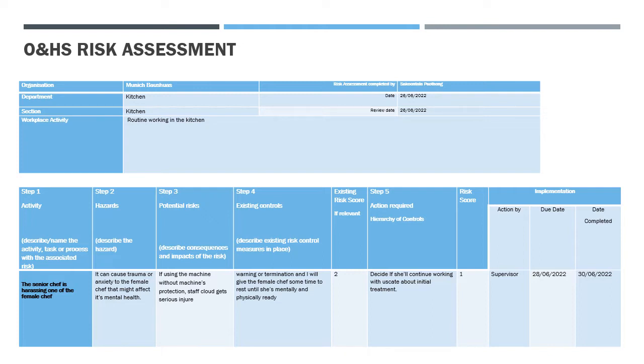As you can see, the action required is to decide if she continues working, with the other case about the initial treatment. And in this table, we have to record all the detailed actions, by whom, and the due date it will be completed, by following step 1, step 2, up to step 5.